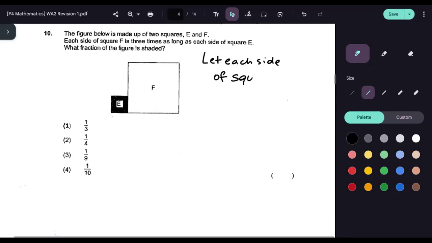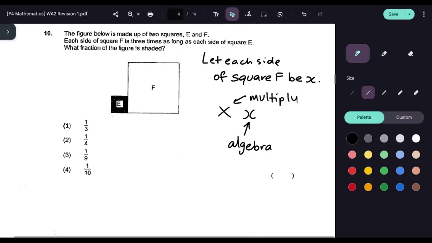of square F be x. The reason why I put my x this way is because this x is not the multiplication sign. This x is for algebra. This one means multiply. So let me teach you this.